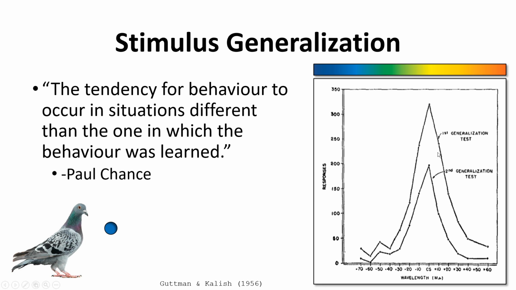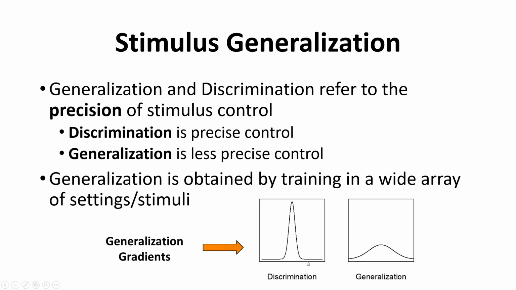And then this might be more generalized. It's kind of hard to tell. It looks like one, they just responded less. But usually when we're looking at stuff and talking about it being a discrimination versus a generalization, you get one that's a really big peak and one that's kind of a flat, wide curve.